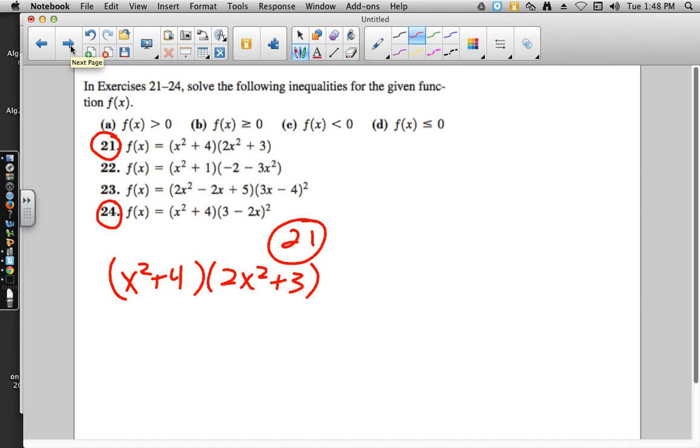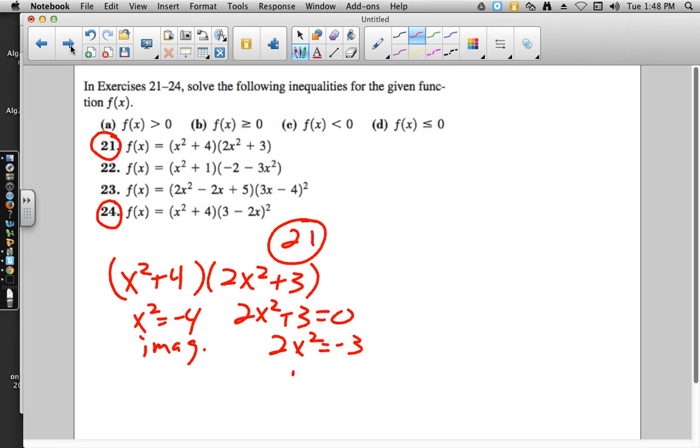We don't have a denominator, so we don't have to worry about asymptotes. But what we would do is think, okay, if I'm going to solve this one, oops, those are imaginary. I'm not going to get any real zeros out of that one. But 2x squared plus 3 equals 0. Let's check and see there. Subtract 3 from both sides. Oh, look at this one. This one's going to be imaginary also. So I'm not ending up with any real zeros there either.